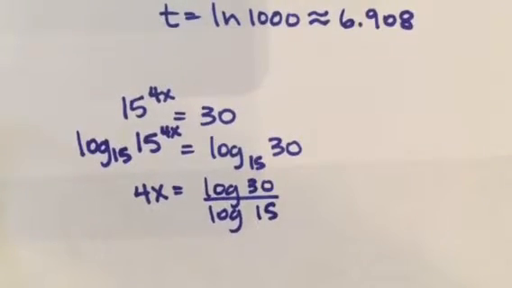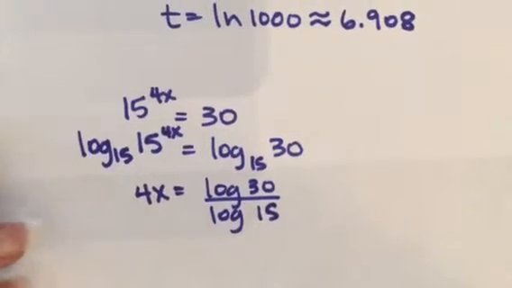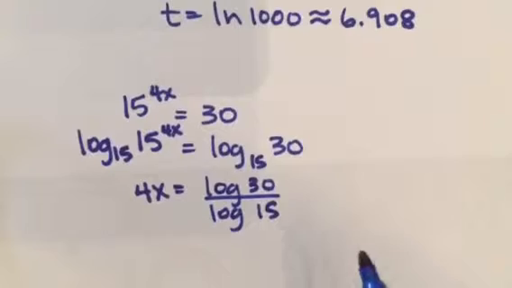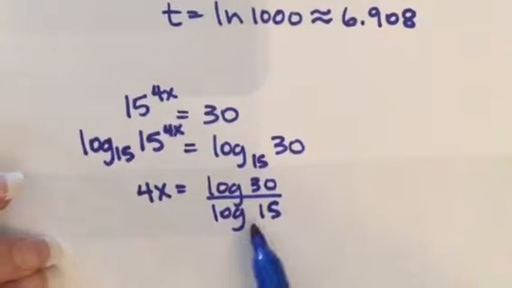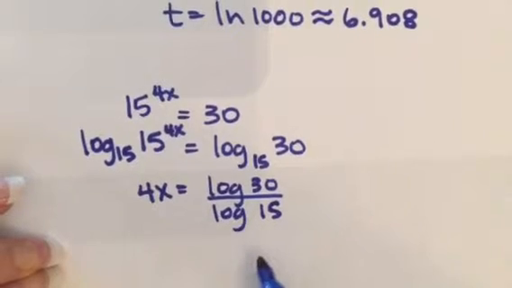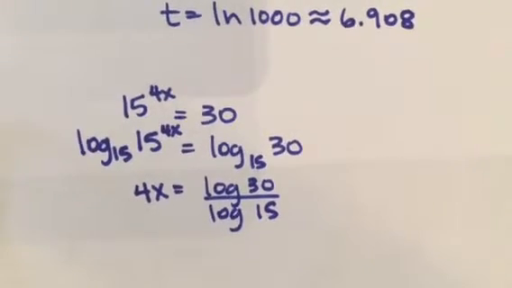So a couple of different things you can do here. You can, as you're very used to, divide by 4. So I can divide both sides by 4, and there's nothing wrong with that. But that does introduce the complex fraction of log of 30 divided by log of 15, all divided by 4, which is kind of messy. So I prefer things a little neater.